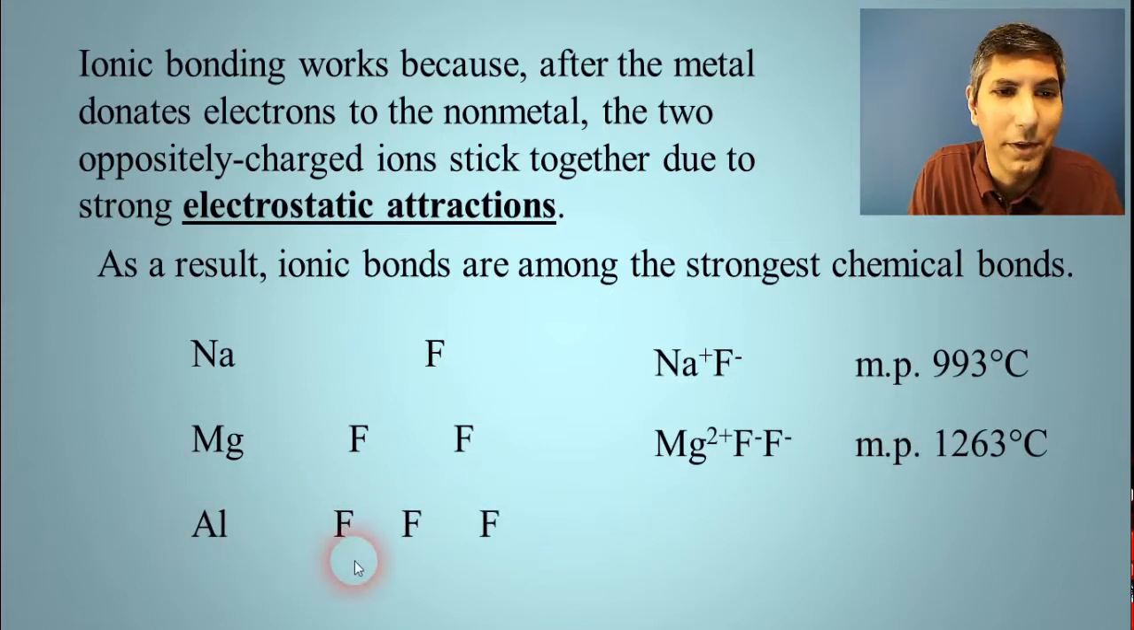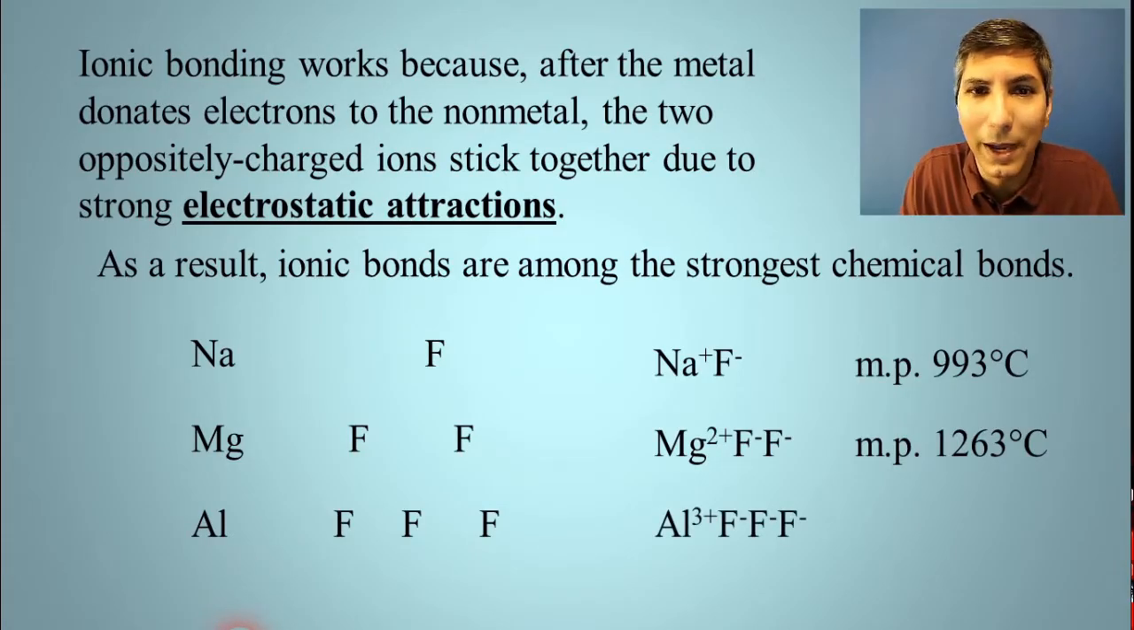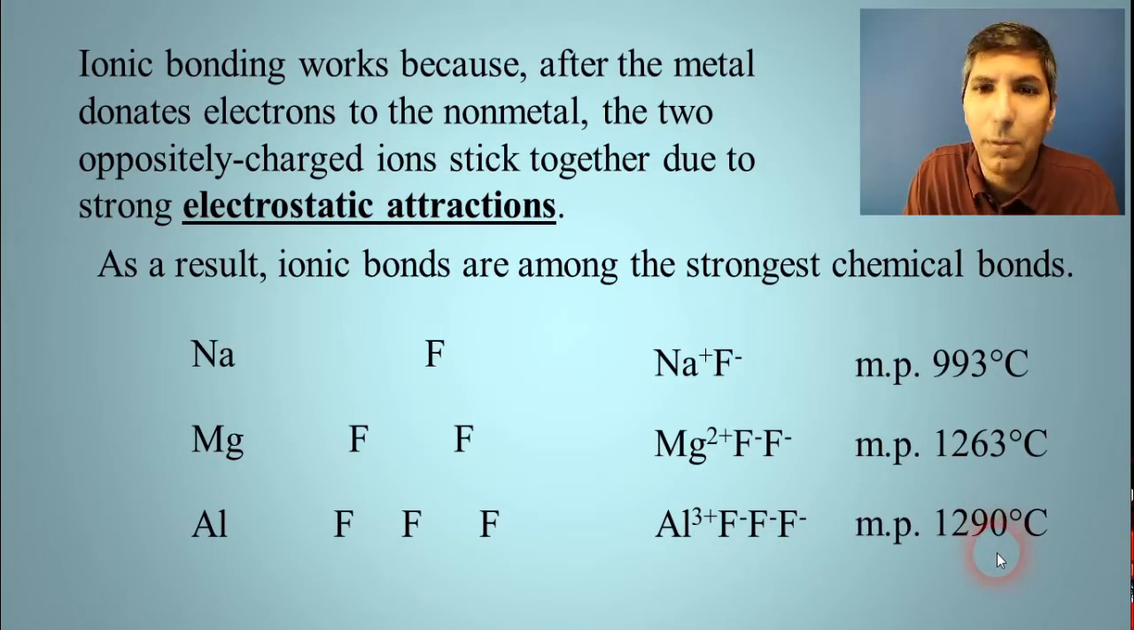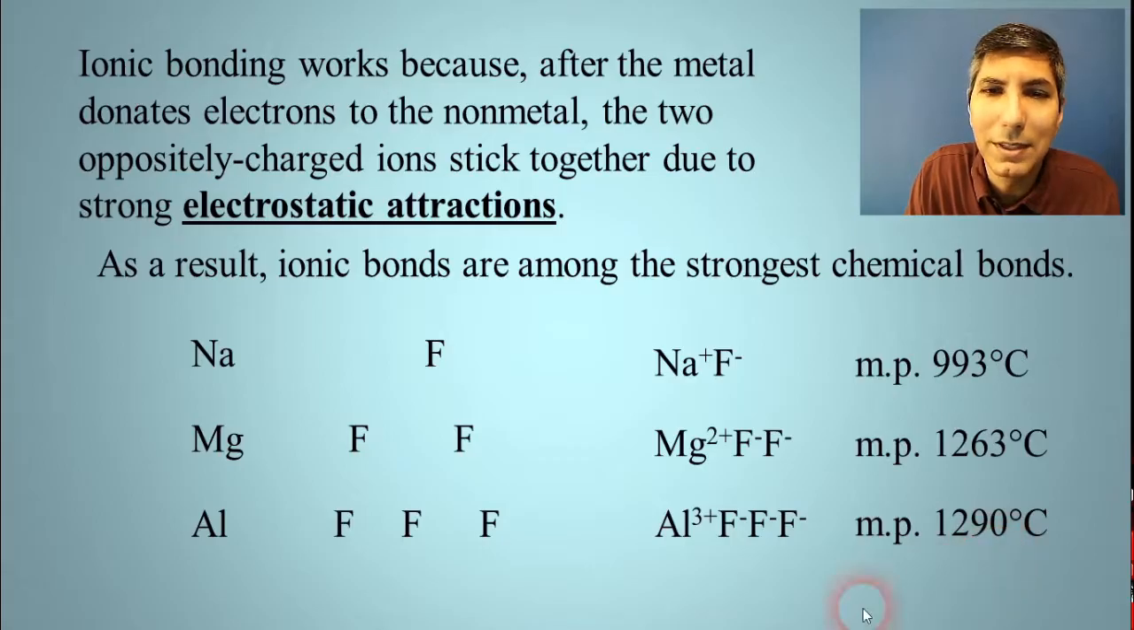We have aluminum with 3 fluorine atoms making the aluminum fluoride compound. Al has a +3 charge, and that's balanced out by 3 of these fluoride negative ions. And guess what? Its melting point's even higher, almost 1,300 degrees Celsius to melt that.